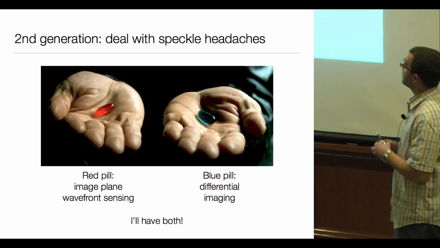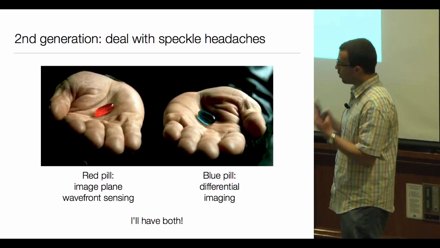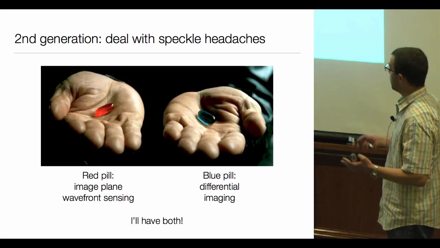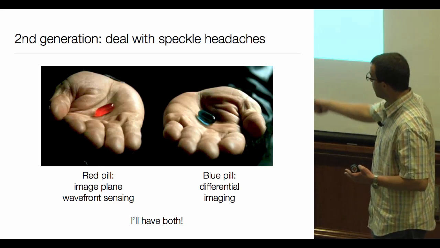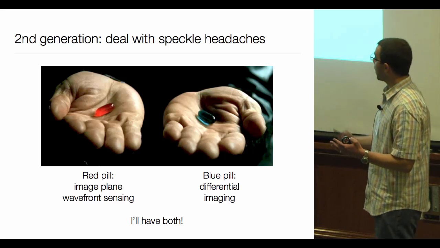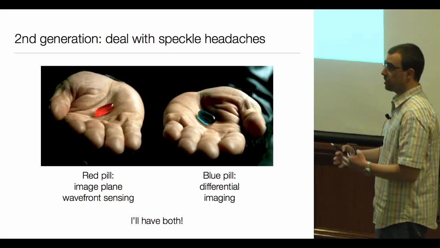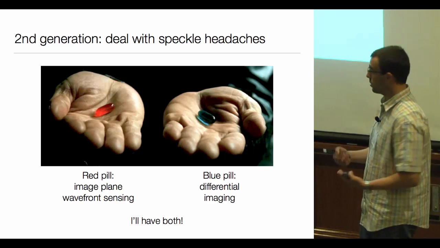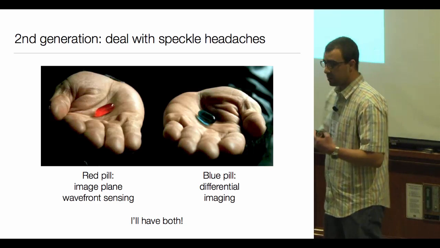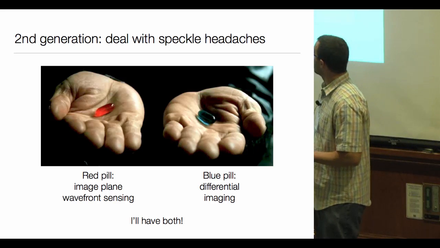The deal really with these second generation instruments, apart from the fact that they are on steroids, is that we want to deal with these speckles. There are two ways to do that. Jeremy mentioned briefly image plane wavefront sensing. The idea there is to sense the electric field at the science camera level and compensate for it with the deformable mirror, so you get rid of it before you record your science exposures. The other way is to actually do differential imaging. In practice, all of these new generation instruments do a combination of these two strategies.